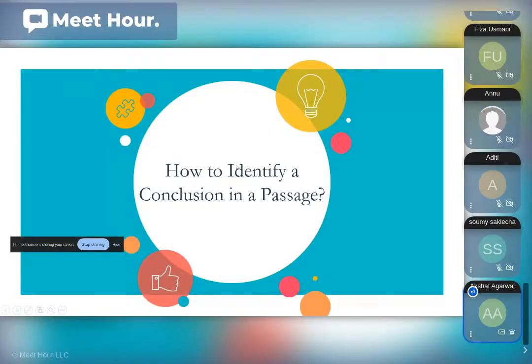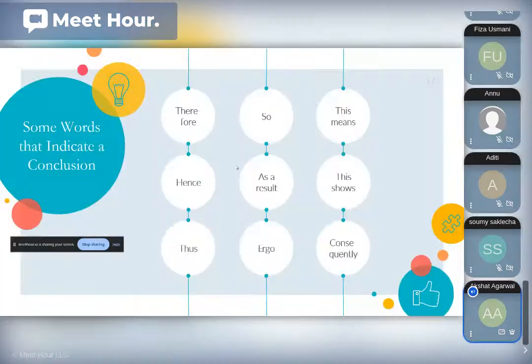So yeah. Now again, there are certain words which you can use to identify a conclusion in a passage. You may take a note of these. Therefore, so, as a result, hence, thus. These are very commonly used words which you'll come across even if you're reading the Hindu editorials, if you're reading anything from the newspaper. That's how the argument is structured. They'll talk about a lot of premises and they'll be like, therefore, I think this should be the case.